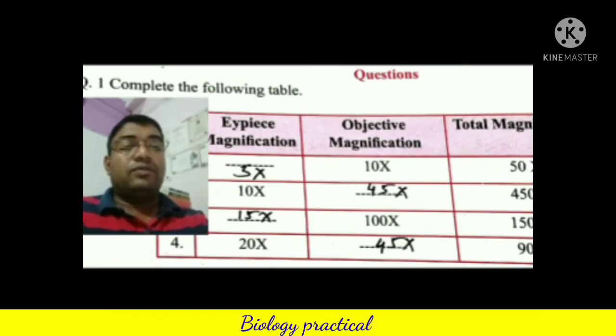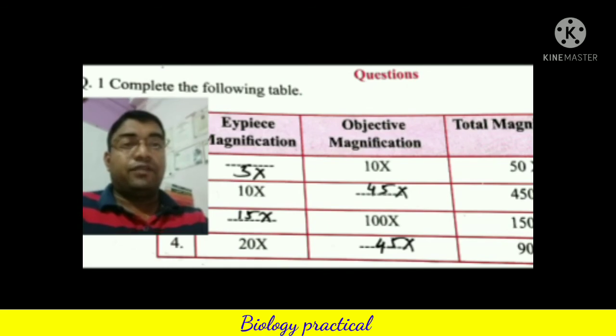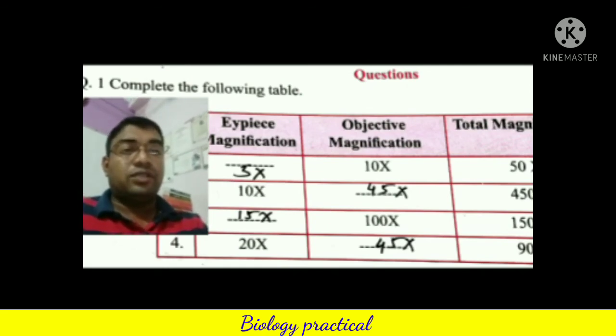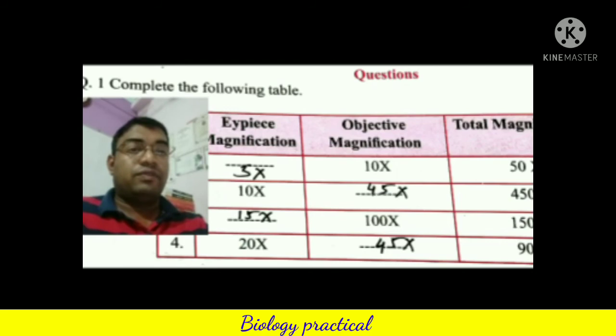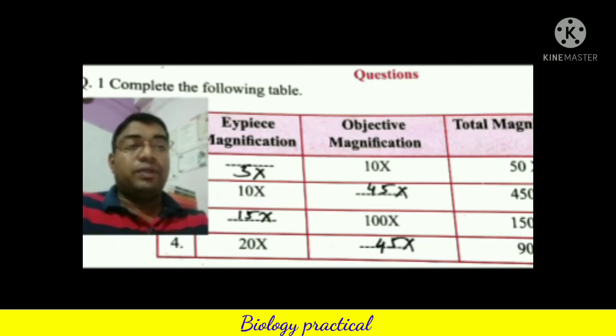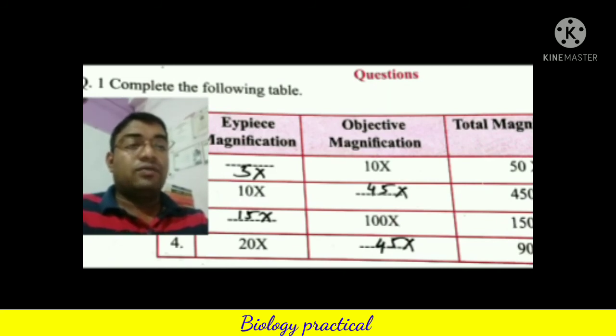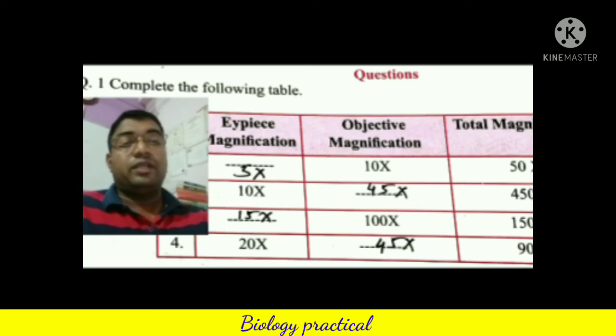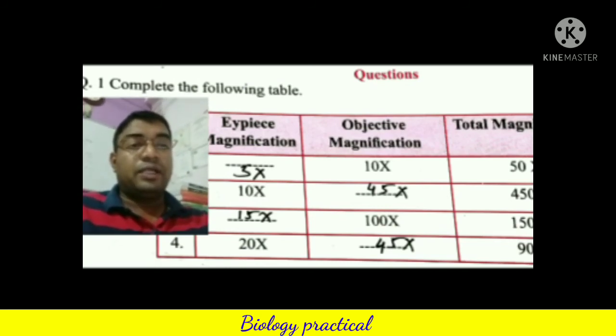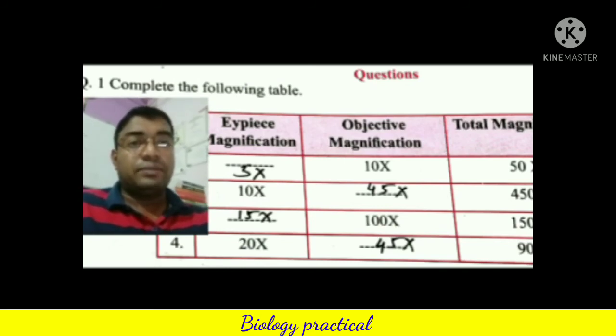In this table you have to see the different magnifications. Eyepiece magnification 5x, objective magnification 10x, and total magnification is 50x. When the eyepiece is 10x and objective magnification is 45x, multiplied together we get 450x. That is, we obtain a 450 times magnified image. 15x multiplied by objective magnification of 100x will give a 1500 times magnified image. 20x multiplied by 45x will give a 900 times magnified image.